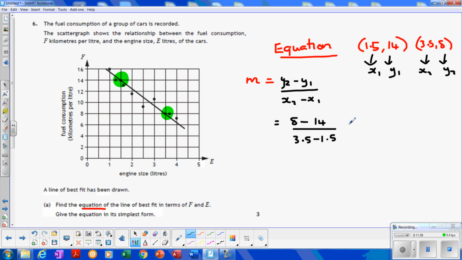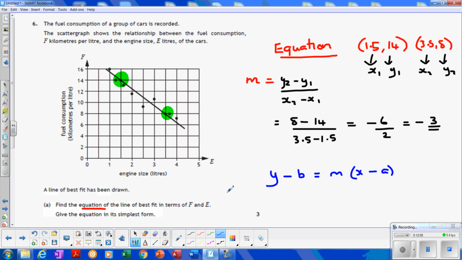So 8 take away 14 is equal to minus 6, and that's divided by 3.5 take away 1.5, which is 2. So 6 divided by 2 is 3, and it's negative, so the gradient is minus 3. So we've now got the gradient, and now I want to work out the equation of the line. So the equation comes from y minus b is equal to m times x minus a.